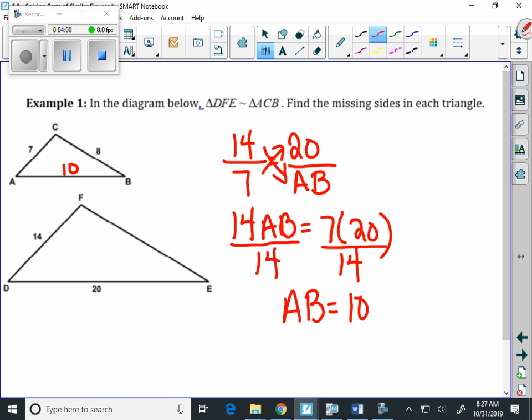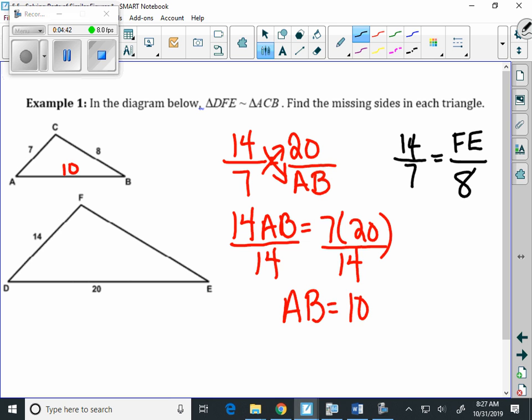We want to find this side length of FE. The nice part about this problem is we already know 14 over 7. We don't have to set that up again. We've got a complete fraction there. We don't have any missing parts. And now again, what we're trying to find is the value of FE, which is in our bottom triangle. And in terms of the list, FE is the second and the third letters listed in a triangle. So we're going to put the second and the third listed in our second triangle, which is CB, and it has a length of 8.